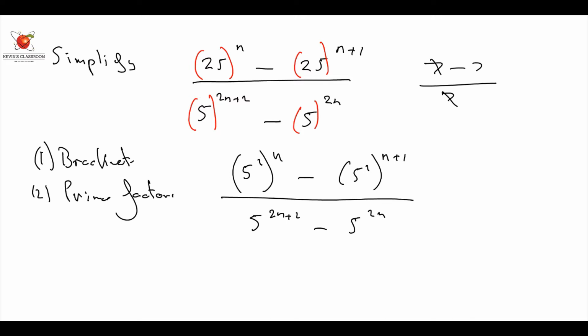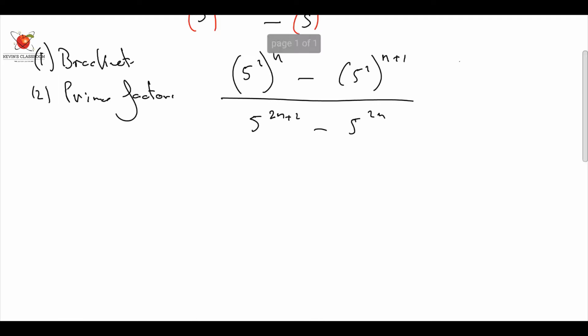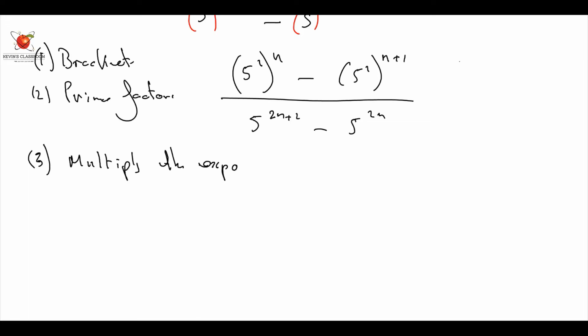Now, my next step is I remove the brackets, right? Just move it up. Step 3 is multiply the exponent into the bracket.